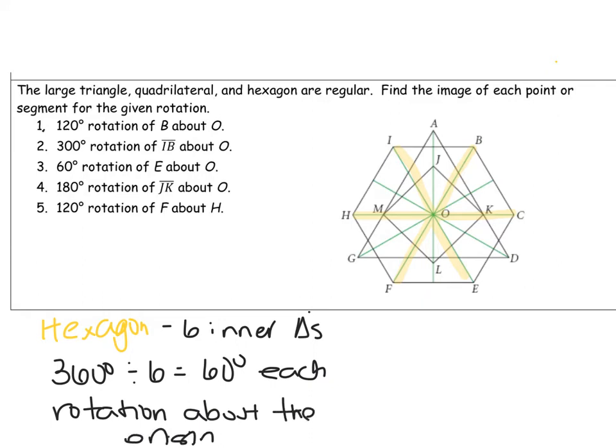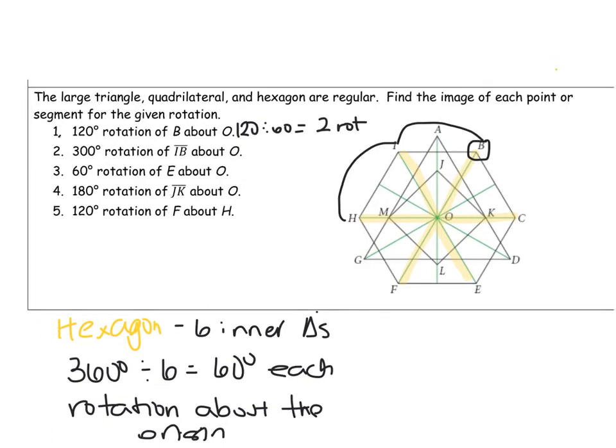So each rotation is 60 degrees. So if we look at 120 divided by 60 equals 2. So this is 2 rotations. And we're going to take point B and we're going to rotate it twice counterclockwise. So that's 1 rotation, 2 rotations, and point B, and I'm going to write my answers over here.